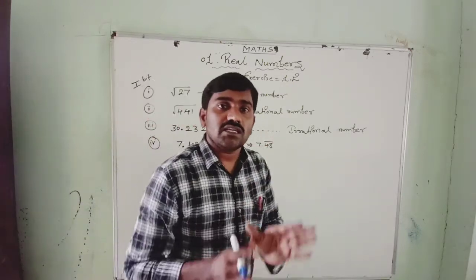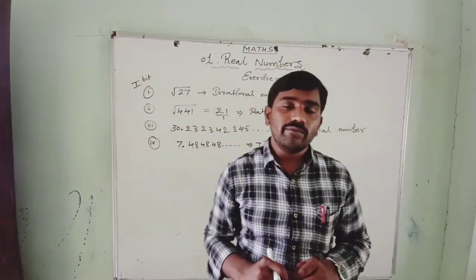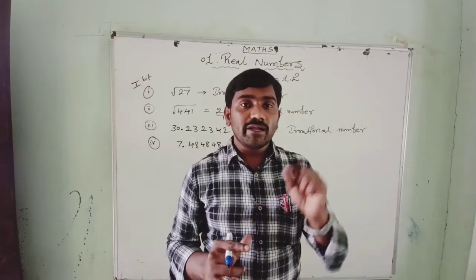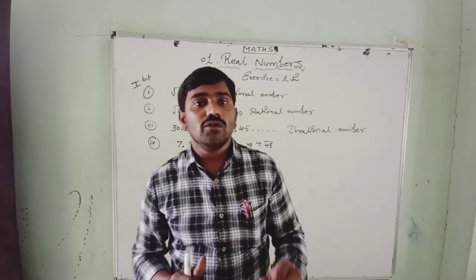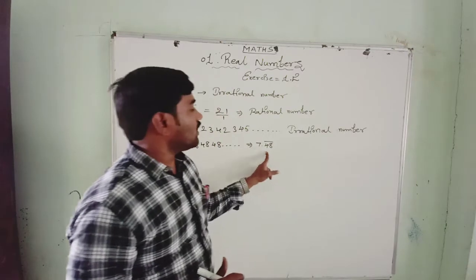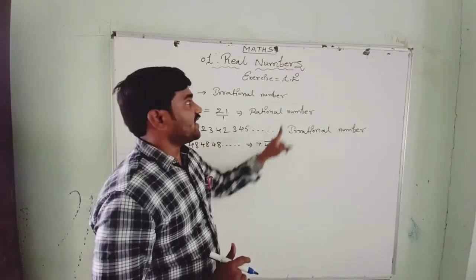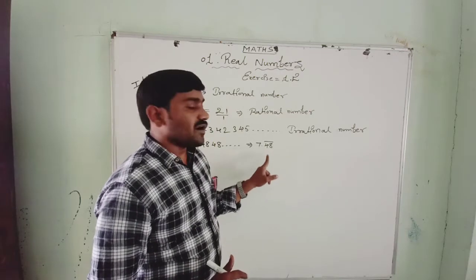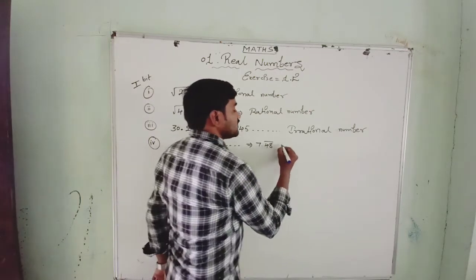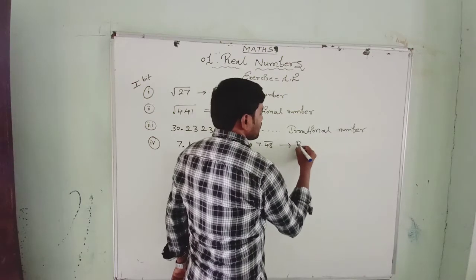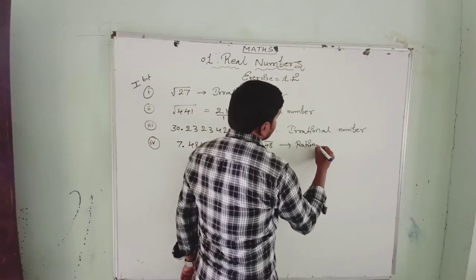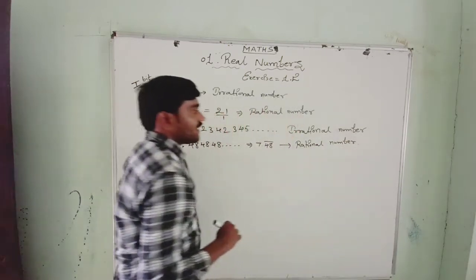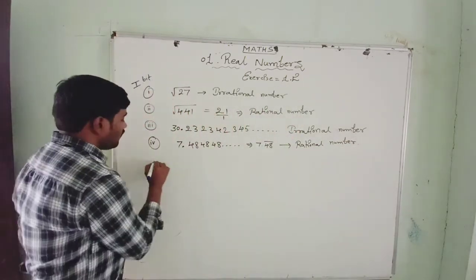As we have discussed in the decimals video, non-terminating repeating decimals can be represented in the form of p by q. We also learned how to represent them in the form of p by q in exercise 1.1. So these numbers can be represented in the form of p by q. So these numbers are known as rational numbers. It is a rational number. So next we go for the fifth one.